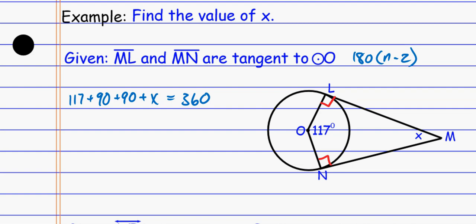I combine like terms, and that's going to give me 297. Now I'm going to subtract that 297 from each side, and I end up with 63, so 63 degrees.